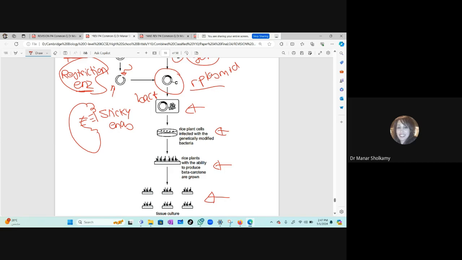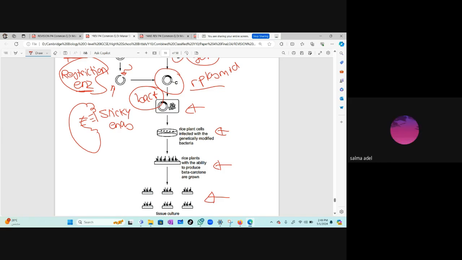Yes. And then this bacteria will... What do we do with this bacteria that has the recombinant plasmid? We only have one of this bacteria. Is one enough? Someone give me an answer.